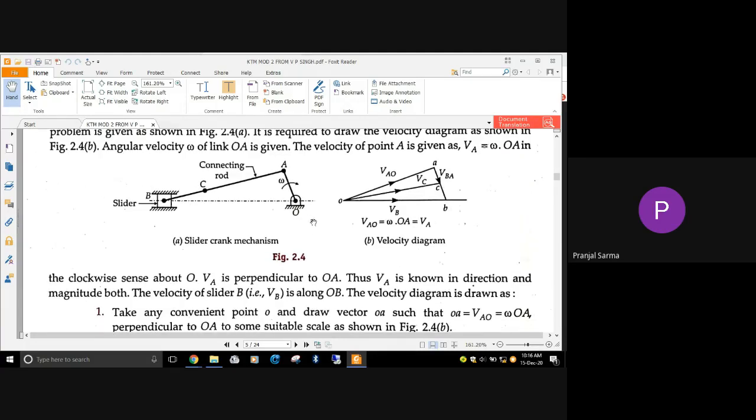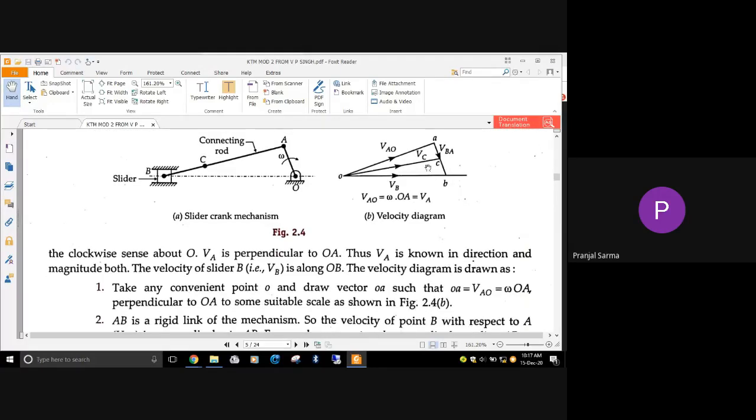We also know that the velocity of a particular point with respect to a fixed point is nothing but the absolute velocity. Suppose with respect to this O point, the fixed point, V AO is the velocity of A with respect to O. So it is itself the absolute velocity of A, because it is with respect to the fixed point O. But here, V BA is the velocity of B with respect to A. That is definitely a relative velocity, because A and B are not fixed, they can have motion.